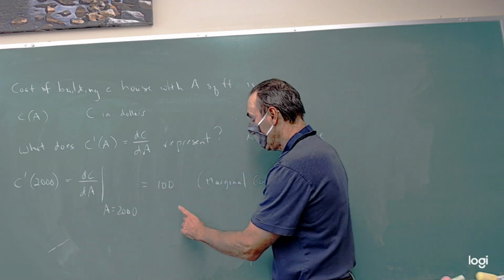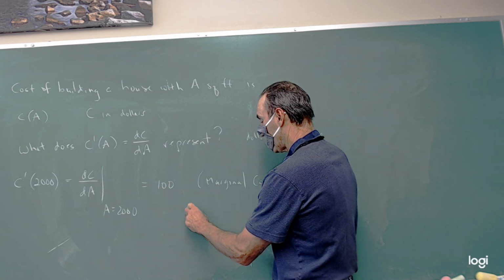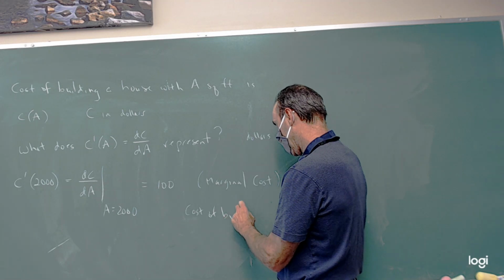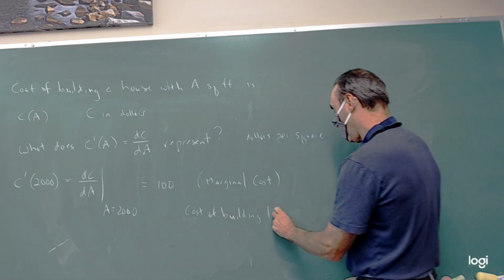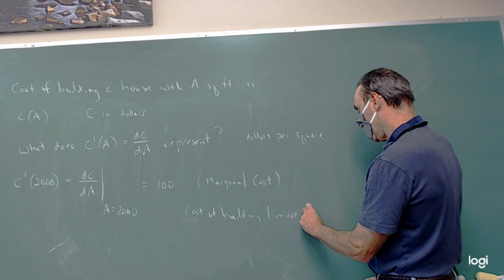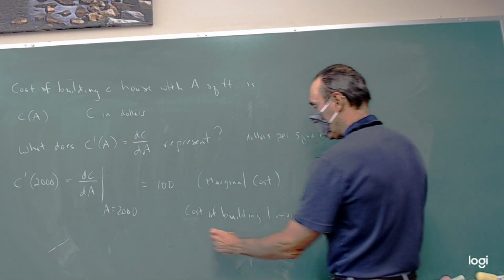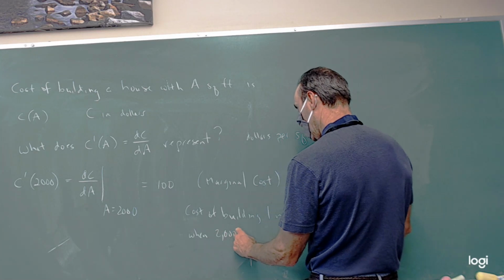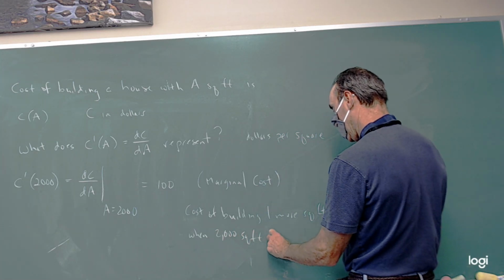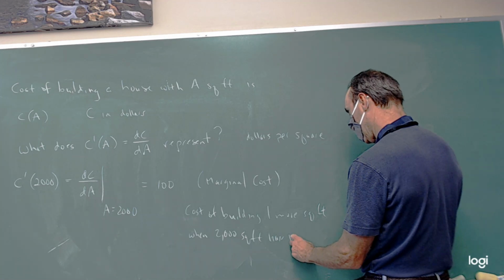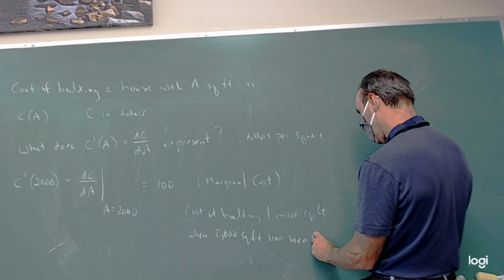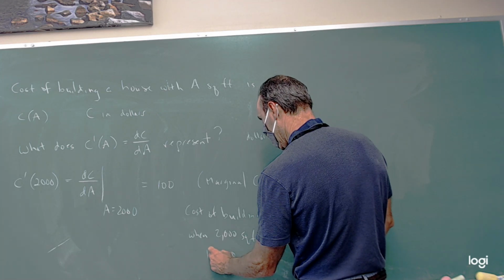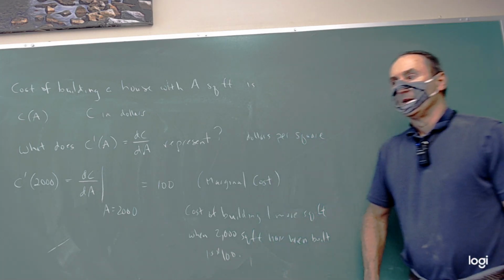So the idea is that this rate of change in cost, let me say that, is the cost of building one more square foot when 2,000 square feet have been built is $100. It's a rate of change.